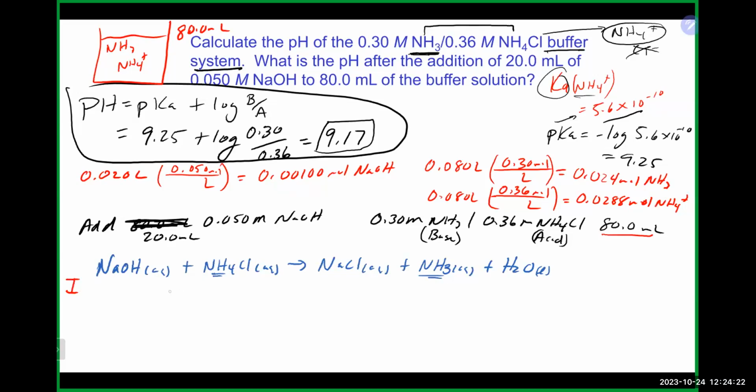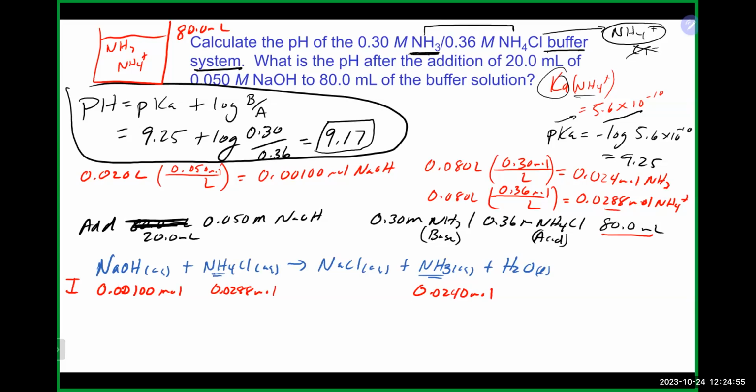So ice table wise, we have our sodium hydroxide, which was 0.001. I didn't write too many zeros there. And these are again moles. We do have NH4, which is going to be 0.0288. And we do have some NH3, which is 0.024 moles. I'm not going to worry about sodium chloride because it's neutral. I'm not going to worry about water because it's not included. So again, I wouldn't put any type of numbers or X's in those spots.